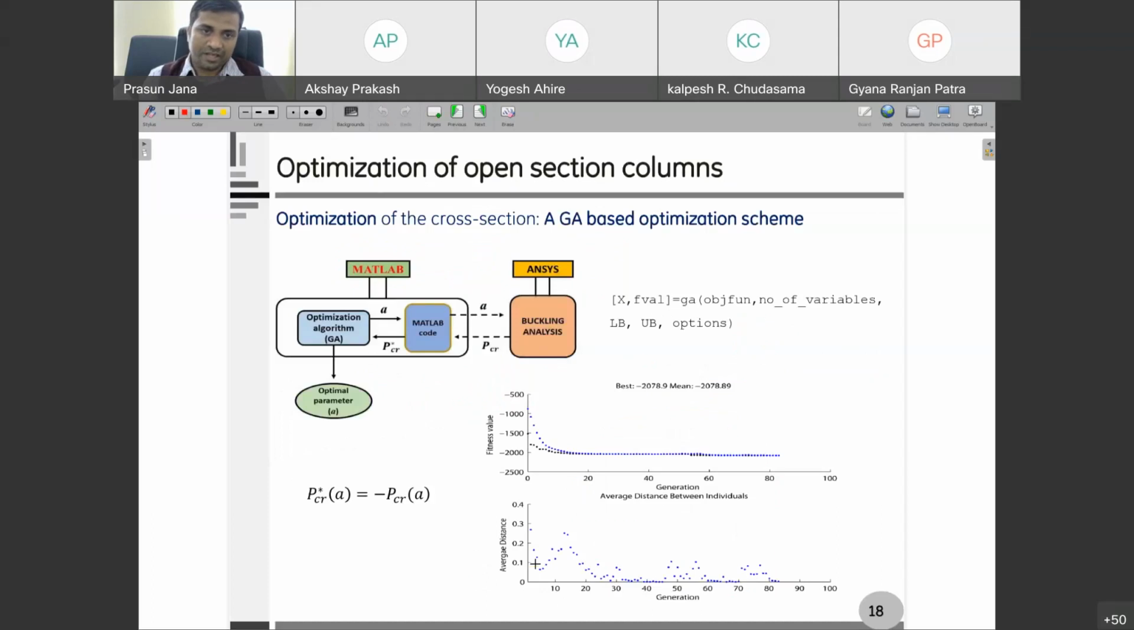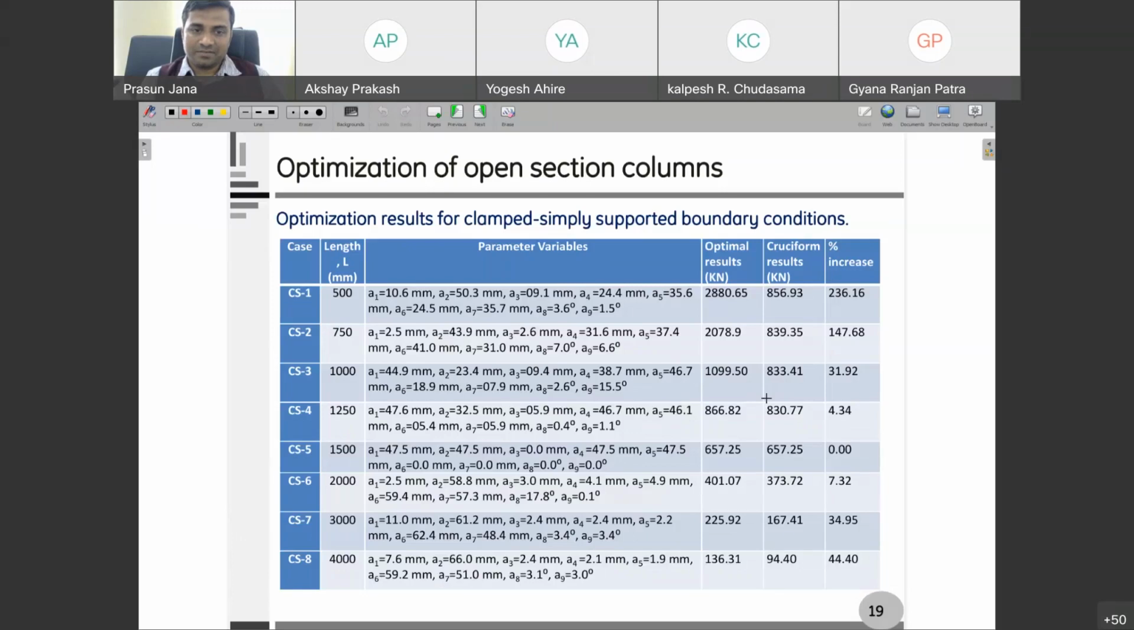And again, the optimization scheme is very similar to what we have done earlier. So Ansys, Matlab, and then you have GA, and that will give you the optimal result. This is one screenshot where you can see GA is converging. And these are certain parameters, these are the output. I'll give you a pictorial representation of these parameter values in the next slide.